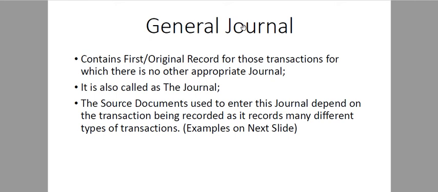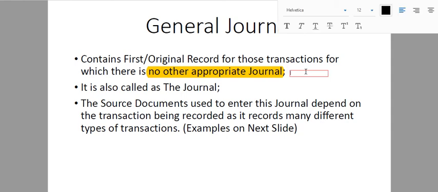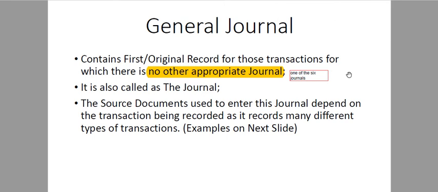So you can see on this slide, the first bullet point, it contains the original record for those transactions. So let's underline, if there is no other appropriate journal. So if you don't find any other appropriate journal, and when we say appropriate journals, let's make a notation beside it, one of the 6 journals. So you have to first check those 6 journals, and we have covered those 6 journals already. So if it is not fitting in one of those 6 journals, it's gonna come in general journal. The other name for general journal is the journal, so let's highlight the alternative name.